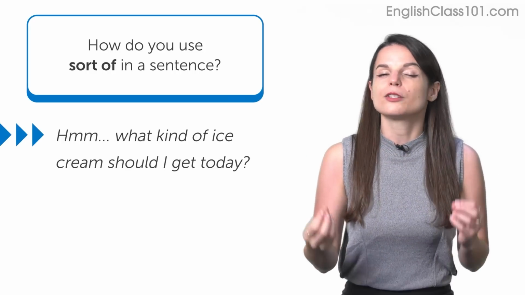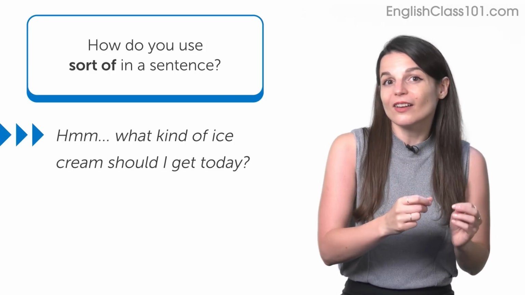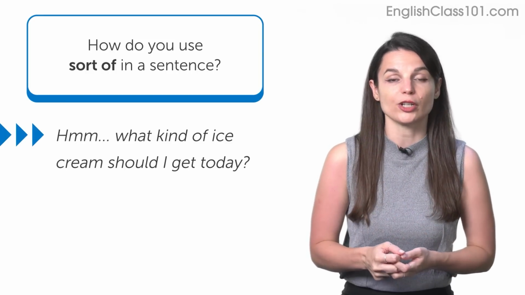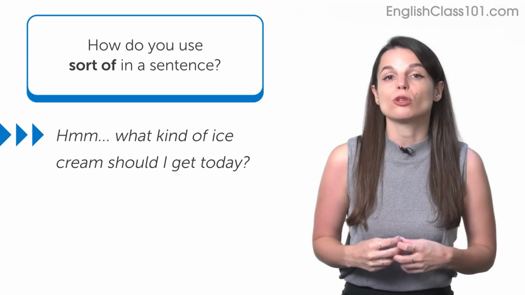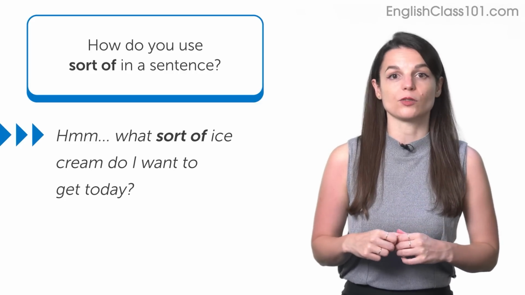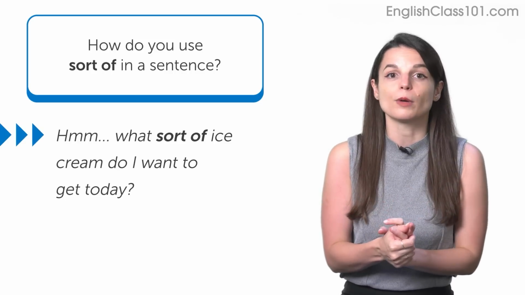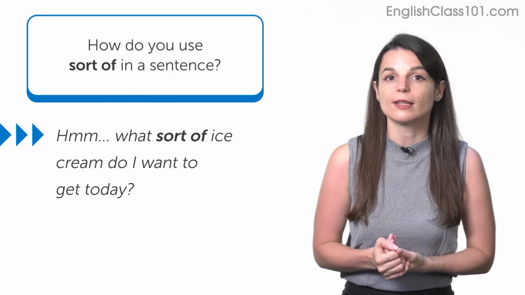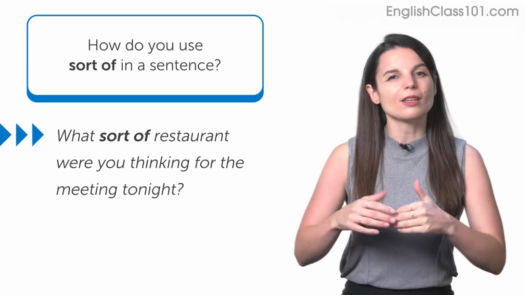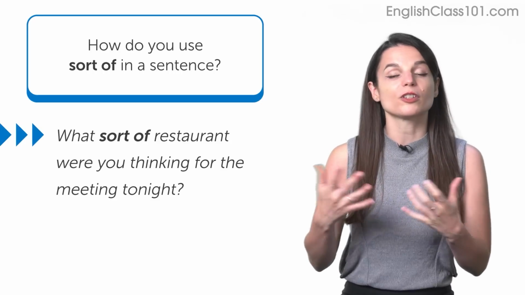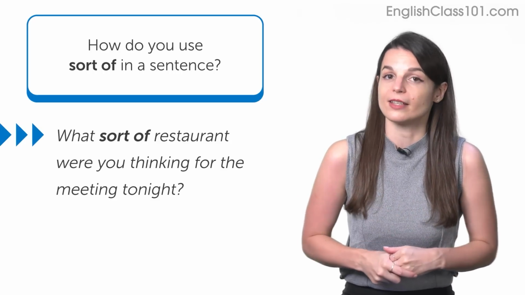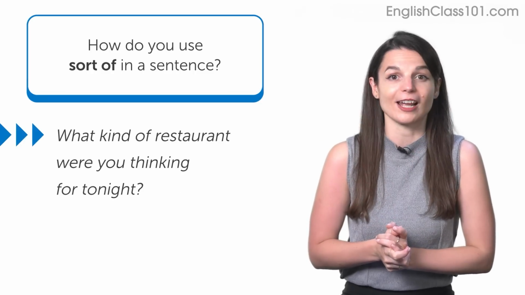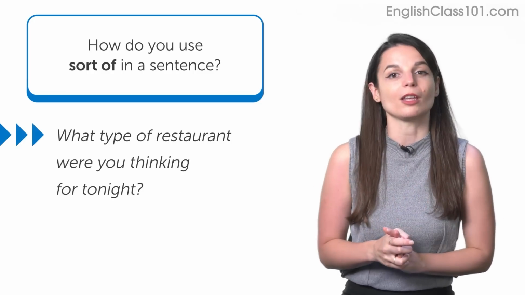In American English, we tend to use, "What kind of ice cream should I get today?" We would use "kind of" in these kinds of situations, but you may also hear people using "sort of" in this manner as well. So this is an everyday situation. You might also hear this in work or in more formal situations, like, "What sort of restaurant were you thinking for the meeting tonight?" We could also use "kind of" or "type of" in this sentence, and it means the same thing. What kind of restaurant were you thinking for tonight? Or what type of restaurant were you thinking for tonight?